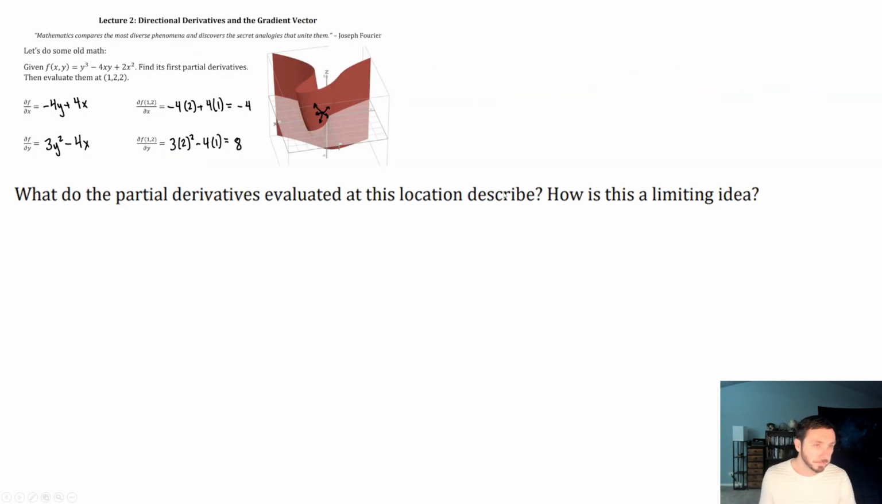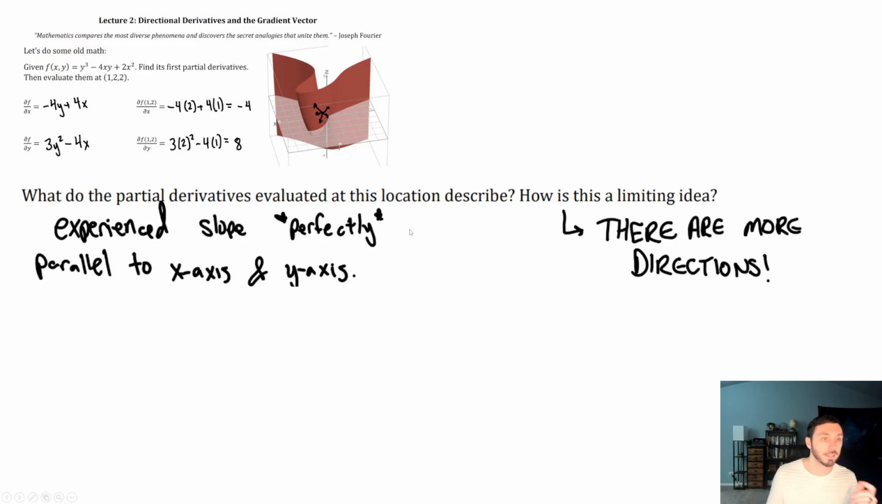So that's what I want to show. So remember, what do the partial derivatives evaluated at these locations describe? It's that experienced slope perfectly parallel to either the x or y axis. There are more directions. So this is supremely limiting. It's like playing an over-the-top Game Boy Pokemon game where you can only move up, down, left, right. That's it. We want to be able to move in all the directions, right? Like an isometric, full, all 360. So keep that 360 in mind because angles are going to be a little important for that.